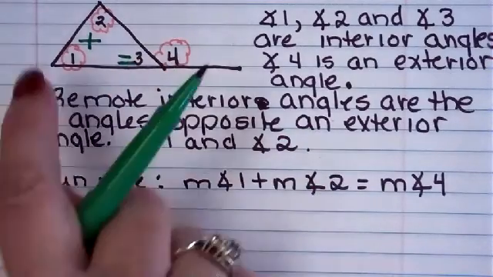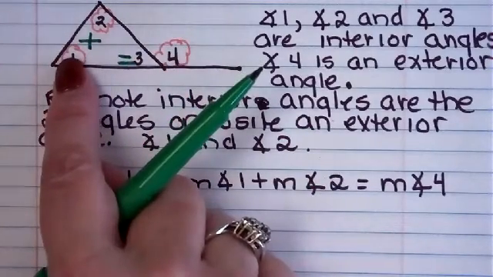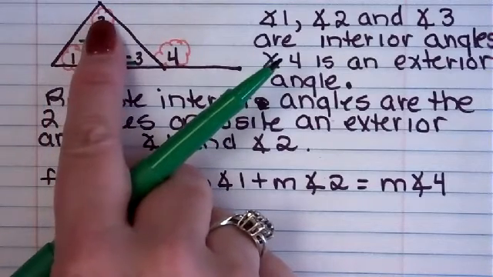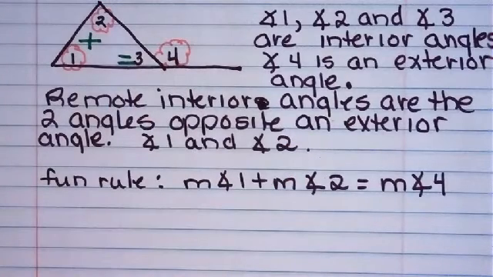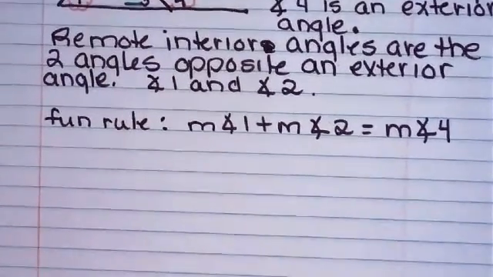Okay? Angle 1, the measurement now, how many degrees it is. The measurement of angle 1 plus the measurement of angle 2 is going to add up and equal the measurement of angle 4. Well, now, how does that work with us working out some problems? Okay, well, let's try this.